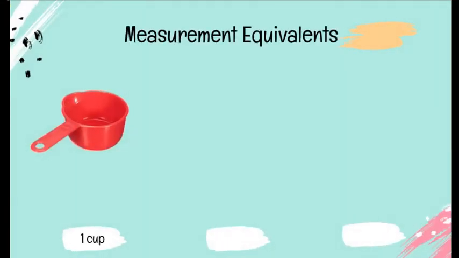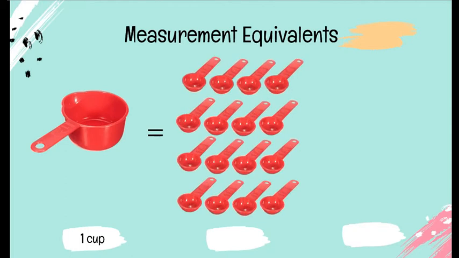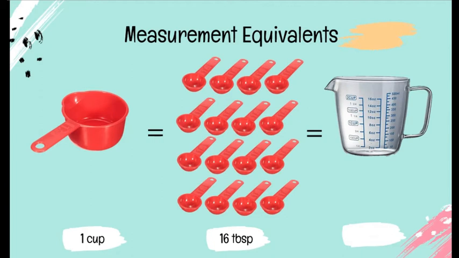Measurement equivalent. 1 cup is equal to 16 tablespoons and equal to 8 fluid ounces or 8 FLOZ.